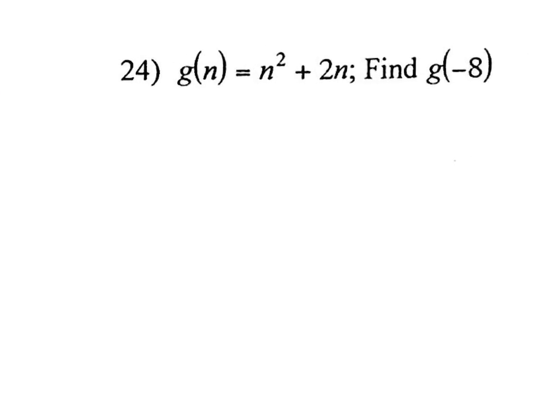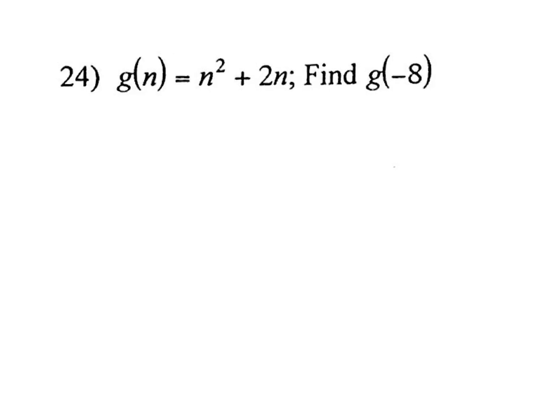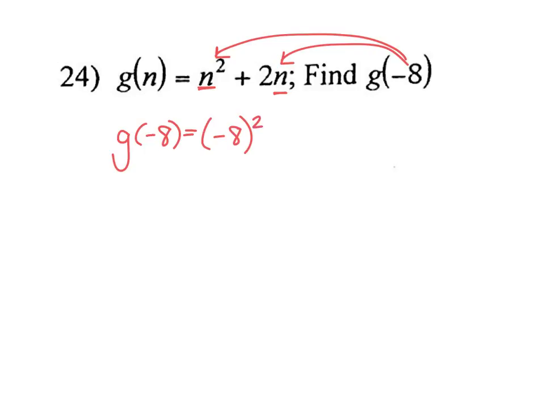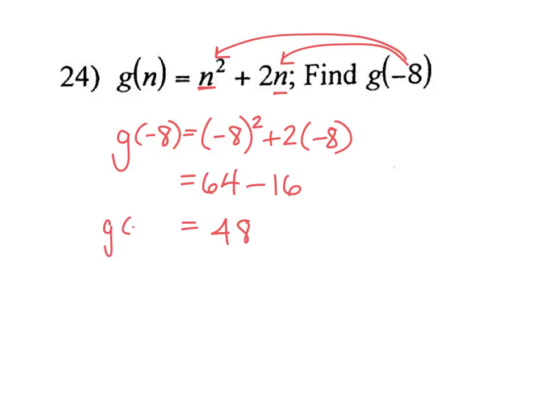All right, last question. This one kind of has a trick to it. Notice the variable is in 2 locations. So when I replace this value of negative 8, I need to replace it twice. So that's going to give me g of negative 8 equals negative 8 squared plus 2 times negative 8. Notice I always put parentheses when I plug in because this is the value of n squared. So negative 8 squared is positive 64 minus 16, which should give me 48. So that's going to be g of negative 8 equals 48.